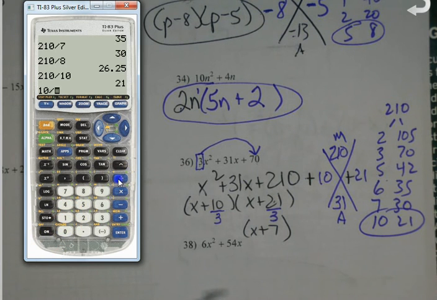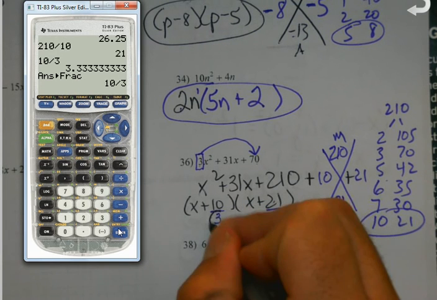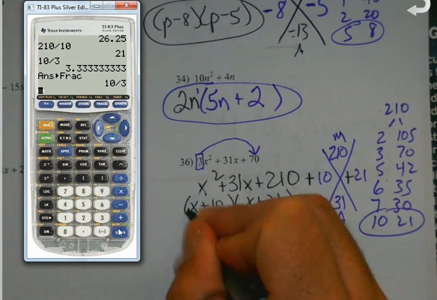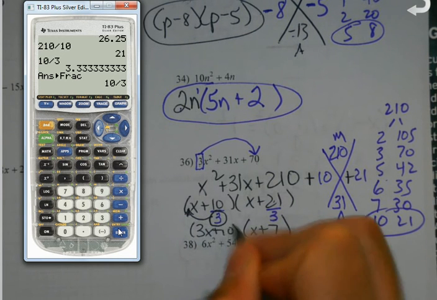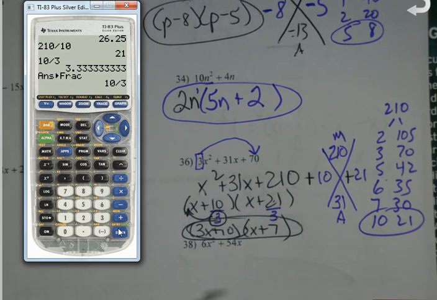So 10 divided by 3. Ooh, I got a decimal. Well, math, enter, enter. Well, that's as simple as it gets. Okay. The 3, not in front of the parentheses, in front of the x. Whoops. And we're set.